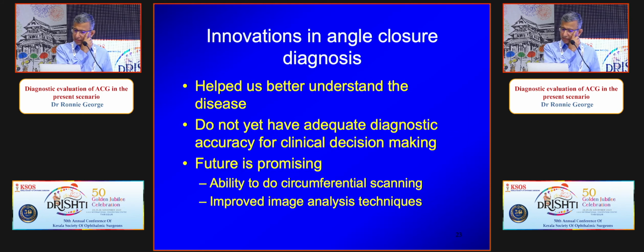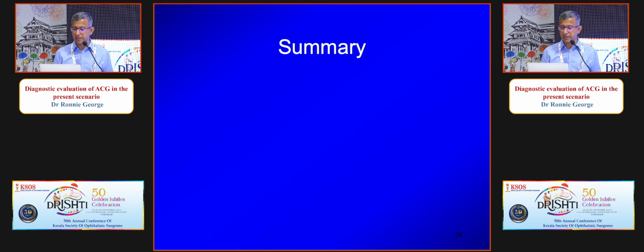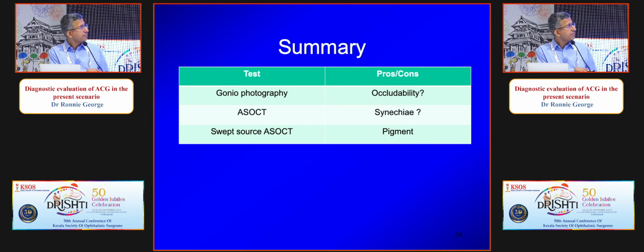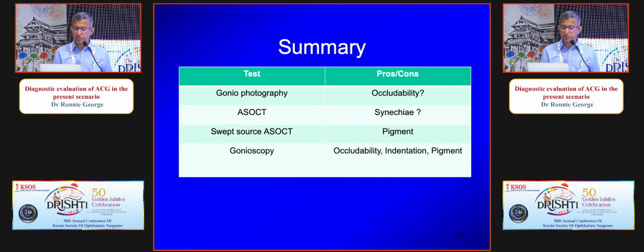The innovations in angle closure have helped us to better understand the disease, but they don't really have adequate diagnostic accuracy for us to use them for detecting angle closure glaucoma. Improvements in circumferential scanning will provide help. To summarize, right now, with gonio photographs, we don't know about occludability, and light is an issue. With ASOCT, we don't know about synechiae, and that becomes a problem. With the swept source ASOCT, we don't know about pigment. So even today, gonioscopy, because you can still get information on occludability, indentation, and pigment, is still the gold standard for how we manage angle closure.